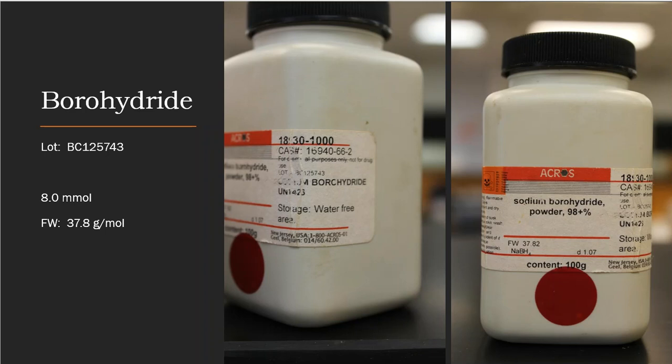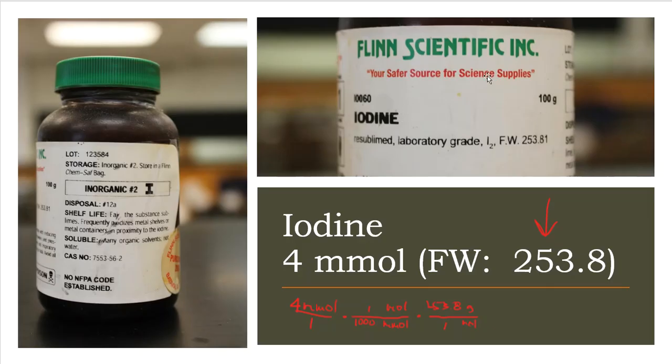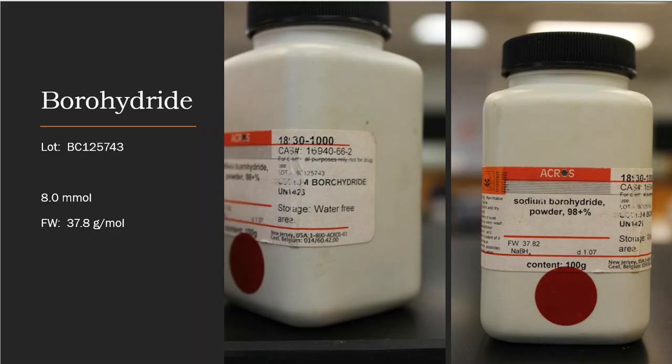Folks, this is sodium. Oh, and let me go back. This is the iodine bottle here. As you can see, Flinn Scientific is the company name that ordered this stuff, and the lot number is 123584. Now sodium borohydride comes from Acros Organics. The lot number is here on the side. It's kind of faded out a little bit, but it says BC125743. And this sodium borohydride we will need for the reaction.